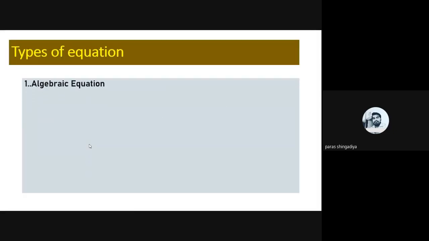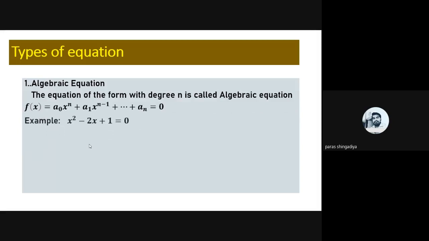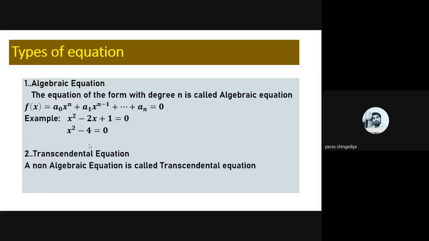And now next, there are two types of equations we have. One is the algebraic equation, and the second one is the transcendental equation. Okay, what is the difference between these two? Equations of the form with degree n. Okay, means one type is a polynomial such as x square minus 2x plus 1, x square minus 4 equal to 0, or x cube plus 5x plus 1.